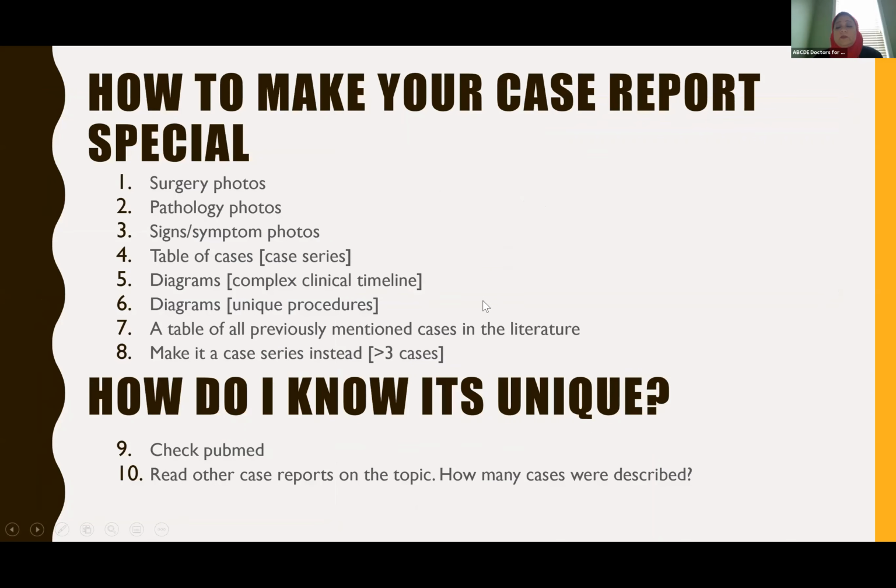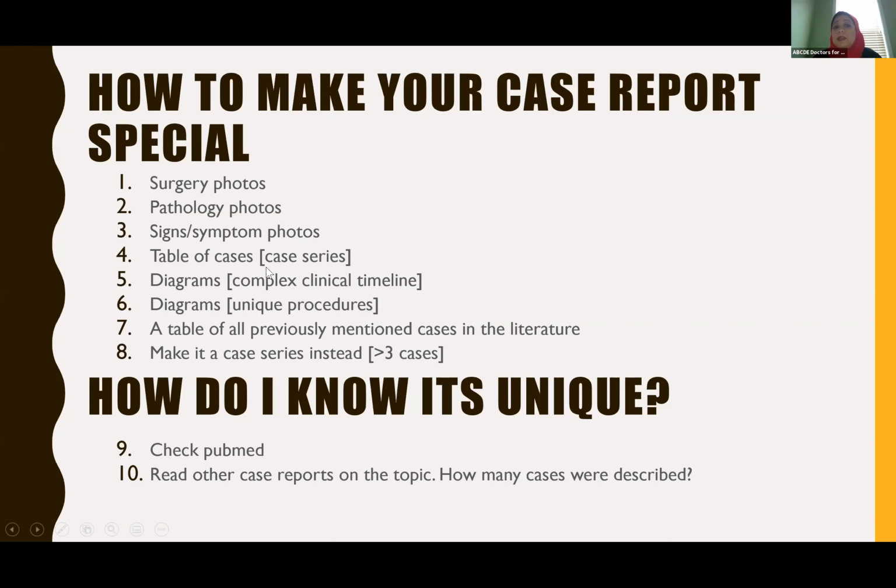Now, how do you make your case report special, okay? The idea is anybody can write it, but not everything will be accepted into your journal, okay? So things to make it special include photos. Photos are very good. They're catchy, you know, a nice, good pathology photo of somebody's disease process, a nice surgery photo, a nice clinical symptom that's maybe very pathognomonic or diagnostic.